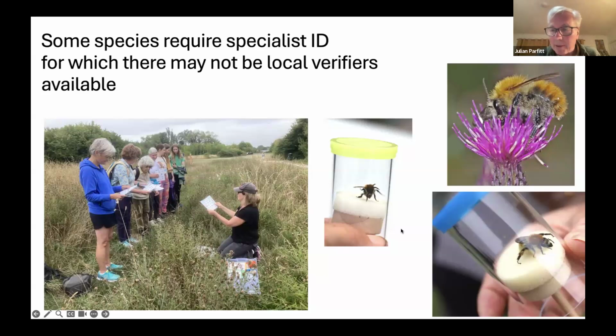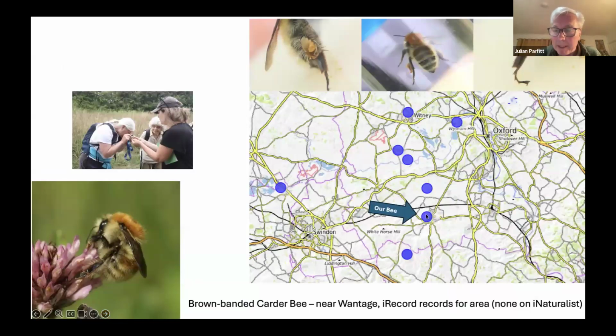So I tried to take photos of it that would be suitable for the record to be verified. So that was our bee. You can see it in the dot here, just on the outskirts of Wantage. And this record is in iRecord, showing the distribution of brown-banded carder records elsewhere in the local environment.